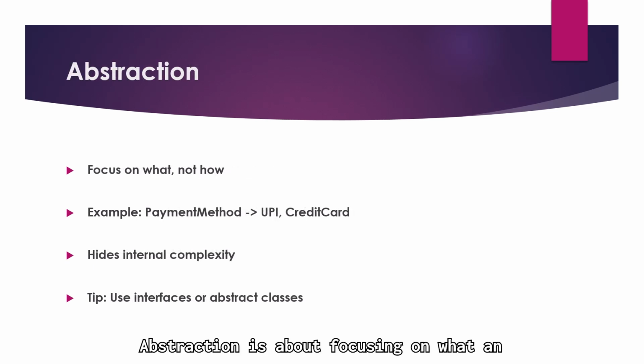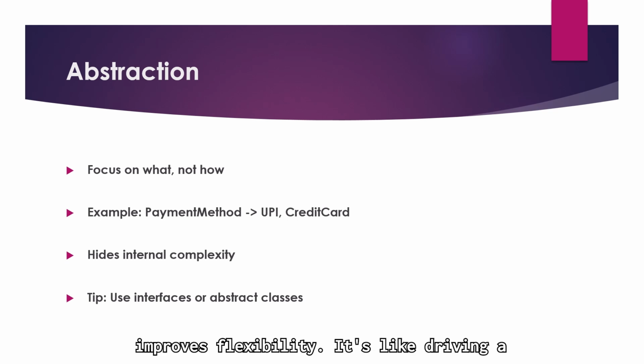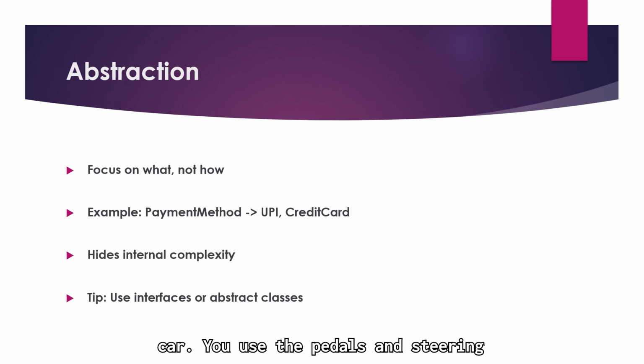Abstraction is about focusing on what an object does, not how it does it. For example, when you use a payment method in an app, you don't care about how UPI or credit card processing works behind the scenes. You just care that it gets the job done. In code, this often shows up as interfaces or abstract classes that define a contract, and then specific classes implement the details. Abstraction reduces cognitive load and improves flexibility. It's like driving a car, you use the pedals and steering wheel, but you don't need to understand how the engine works.